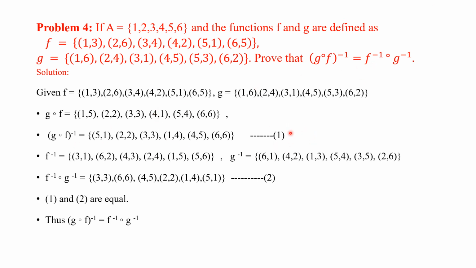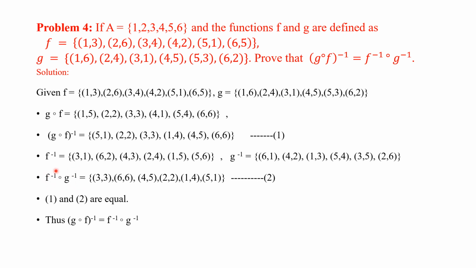Now we have to find F inverse. Very simple, because F is already there. You know what the inverse concept is: just reverse it or swap it. So (1, 3) can be swapped as (3, 1), (2, 6) can be swapped as (6, 2), (3, 4) can be swapped as (4, 3), and so on. And G inverse, the same way: (1, 6) is swapped as (6, 1), (2, 4) is swapped as (4, 2), etc. So therefore, I am getting the composition of F inverse composition G inverse.